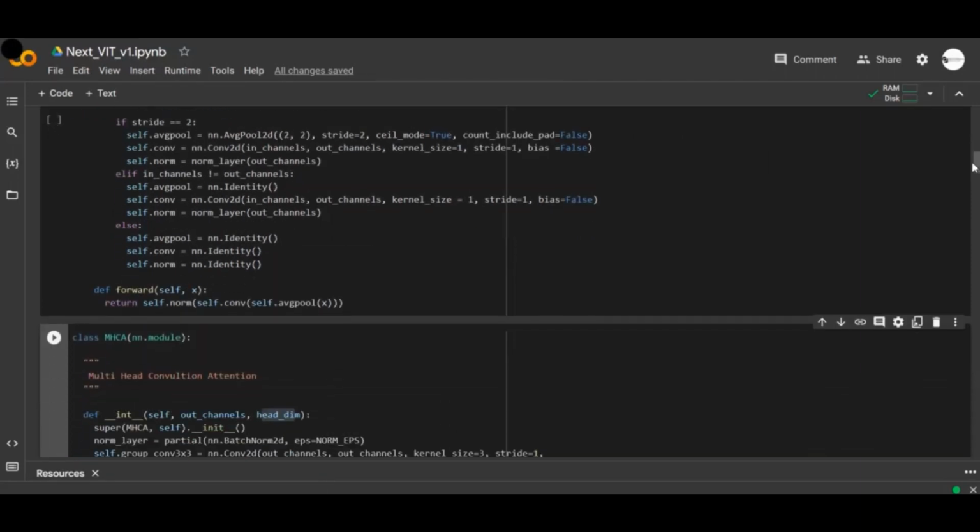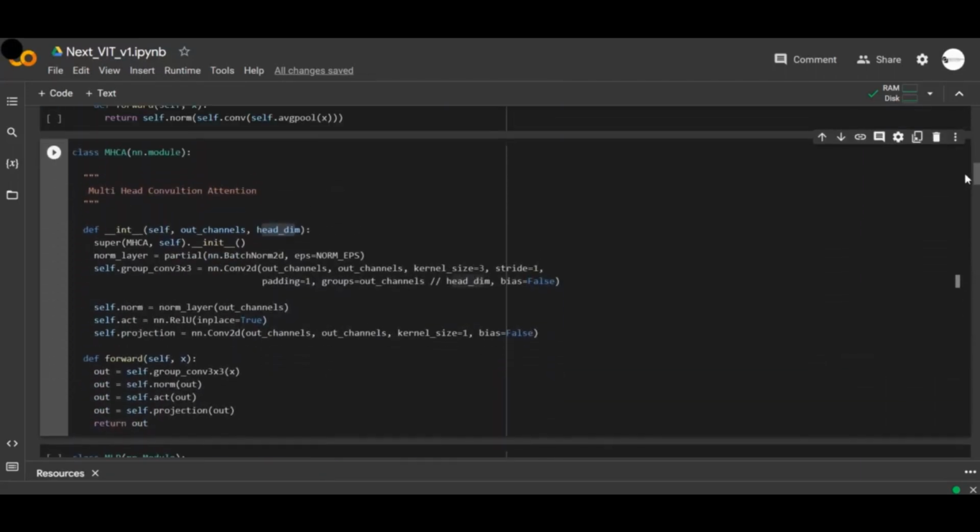So taking a closer look at the multi-head convolutional attention, we still pretty much have our same batch norm. Like I said in the paper, the multi-head convolution essentially is a group convolution of 3 by 3. So for instance, let's say that our output channel was 64, then the head dimension was 8. If we do an integer division of 64 by 8, it's going to give us 8 groups. So this means that the input channel will be split into 8 groups. Each group will be convolved with 8 filters.